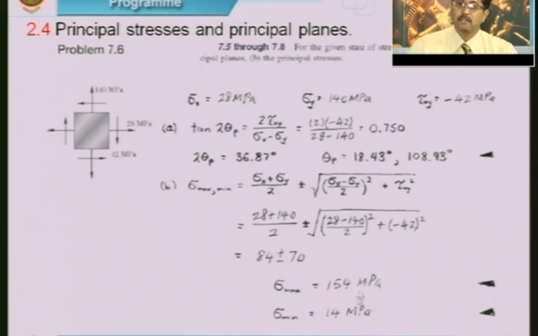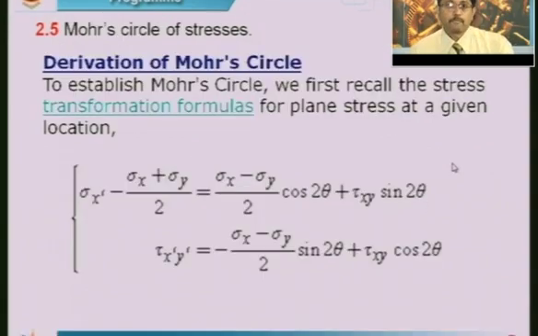Now, you can see that both of them are positive, which indicates that it is tensile stresses that are going to be acting on the principal planes, which are inclined at 18.4 degrees and 108.9 degrees. Now, we have to look at the derivation for the Mohr circle. We will take that up in the next class because we are running short of time. So, I will just recap whatever we have done today.